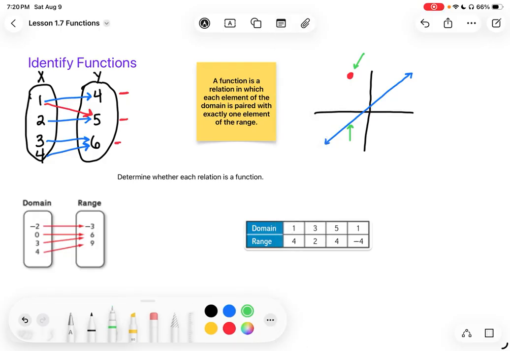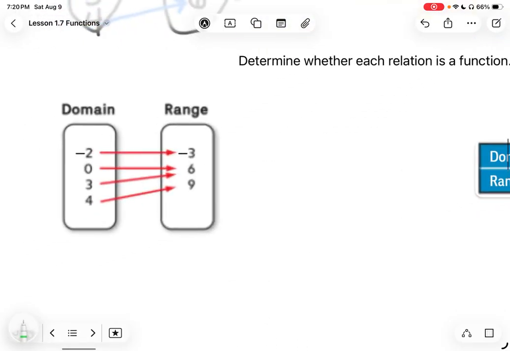Okay, so let's take a look at these two examples down here. Is this a function? Well, the easiest way to check is to look at these objects in the domain and ask ourselves, are any of these pieces of the domain going to more than one thing in the range? And the simplest way to check is, do we have more than one arrow going from any of these things in the domain? And the answer is no. Each element of the domain only has one arrow coming from it, which means they can't be going to more than one element of the range.